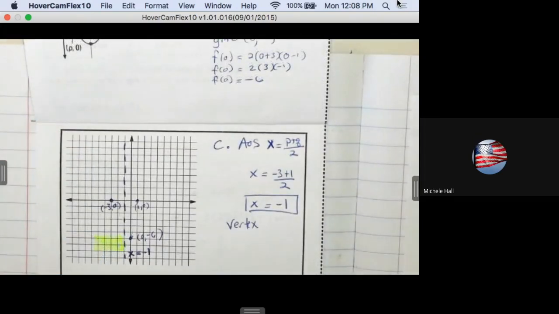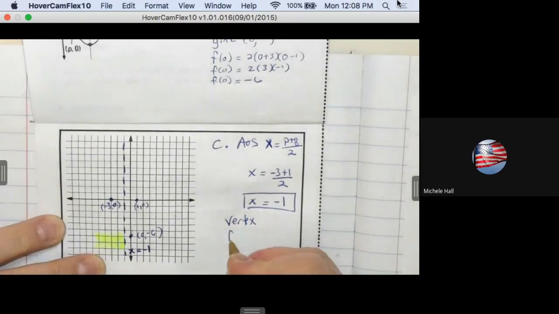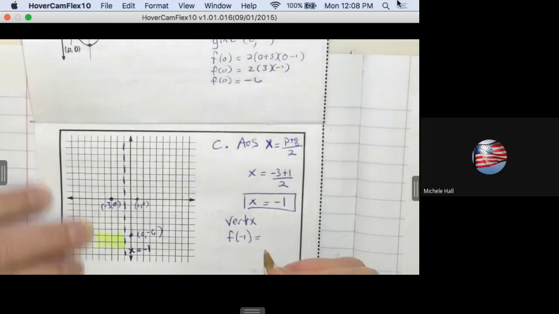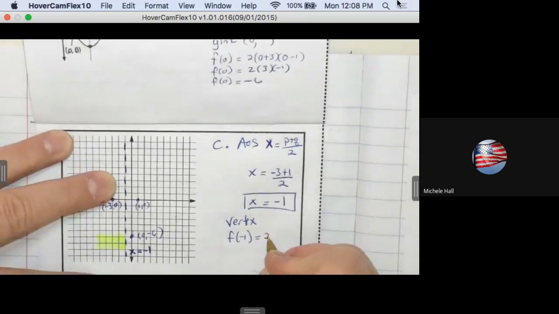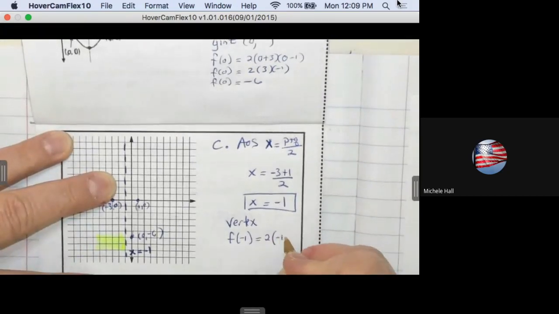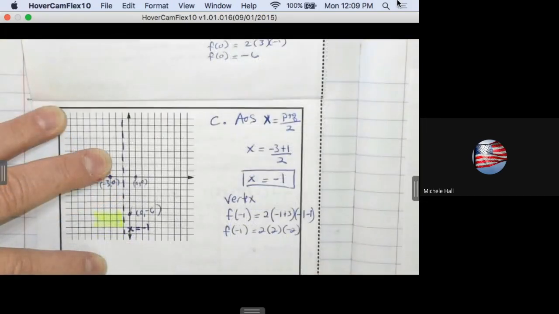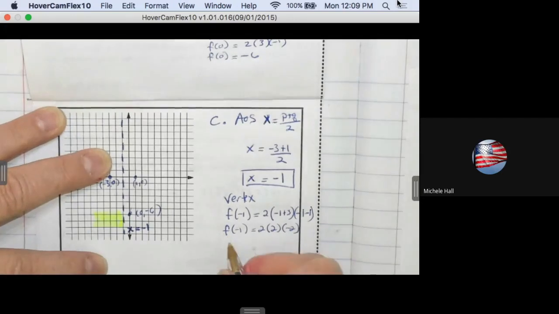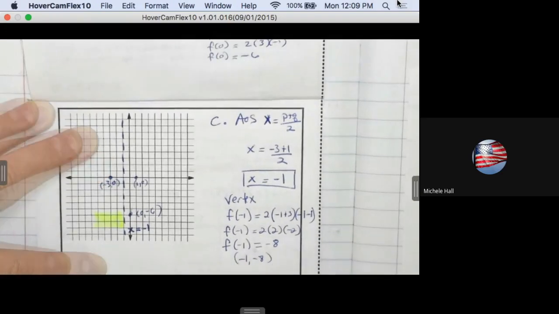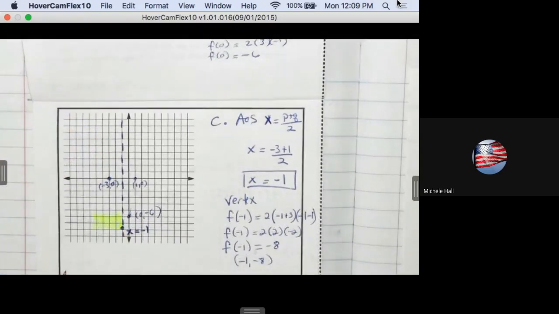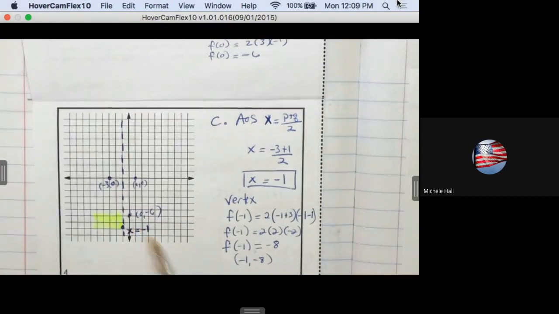You substitute it in. The AOS is negative 1, so I would do f of negative 1. And looking at my original, we have 2 times negative 1 plus 3 and negative 1 minus 1. 2 times 2 times negative 2. So the vertex is at negative 1, negative 8. Do I have enough points to graph it? I do. I don't have to use symmetry and find another point on the other side. I mean, I could if I wanted to, but I don't need it because I've got these two up here.